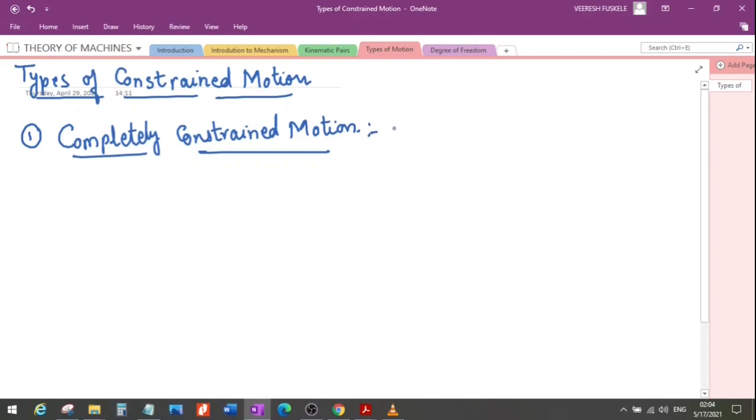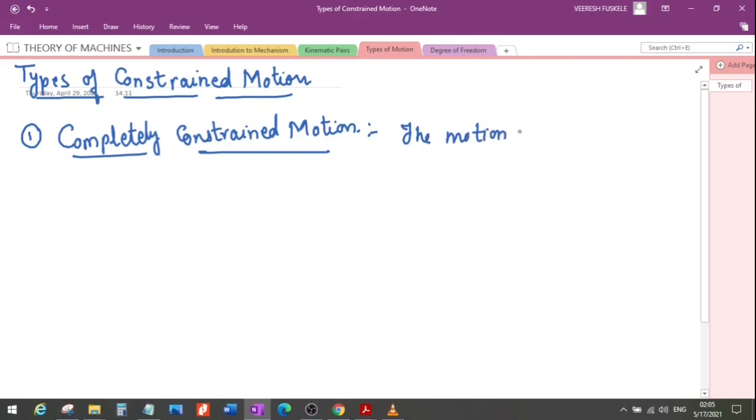So in completely constrained motion, the motion between the elements of a pair should be in one direction, right? Or it should be in a definite direction, irrespective of the direction of the force applied. So if the motion between the elements of a kinematic pair is in a definite direction, irrespective of the direction of the force applied, then this type of motion is known as completely constrained motion. So let me write down this thing.